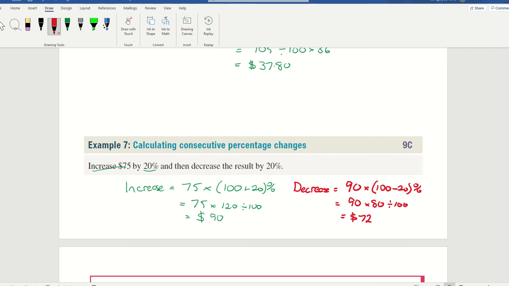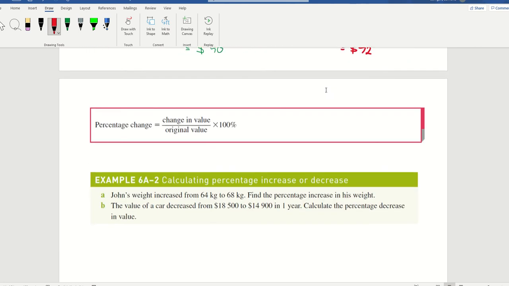So as we can see, if we increase something by 20% and then decrease it by 20%, we end up with less than we started with. And that is because the decrease of 20% is worked out on a bigger number. So it is a bigger value because we started off at 90 instead of 75. So we subtract less than when we add. Okay, but that's a good thing to remember.